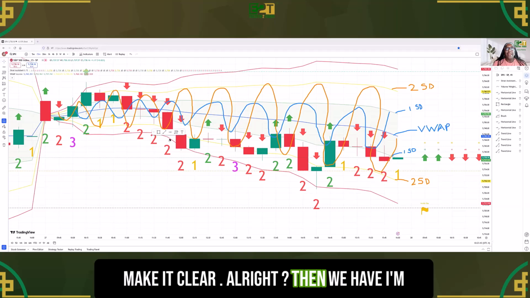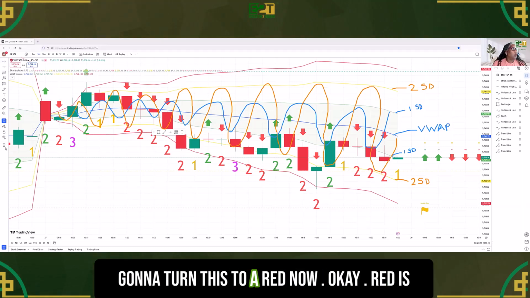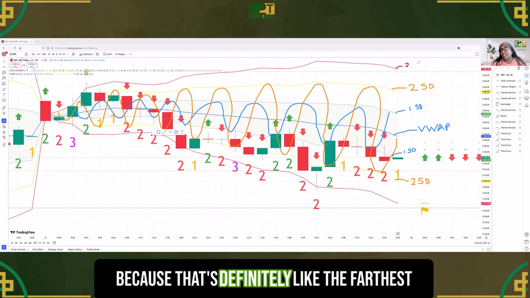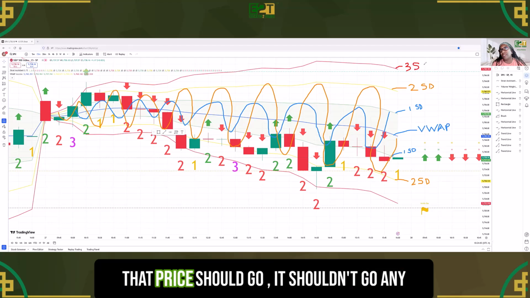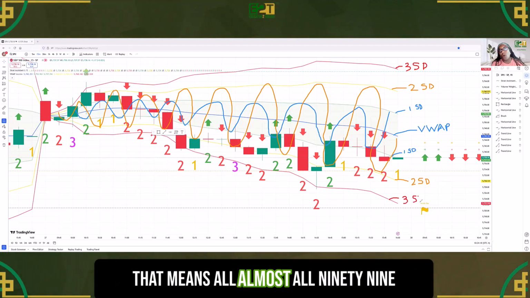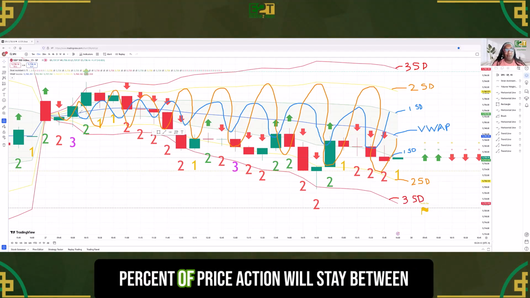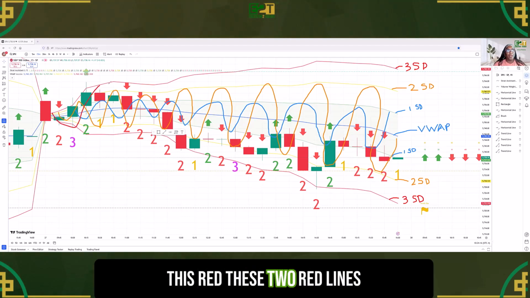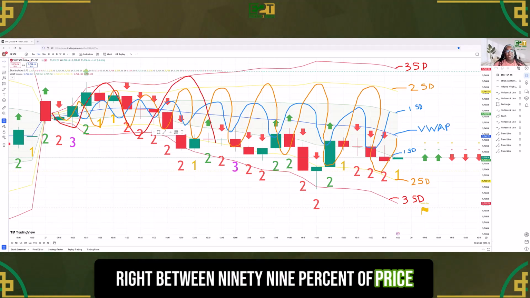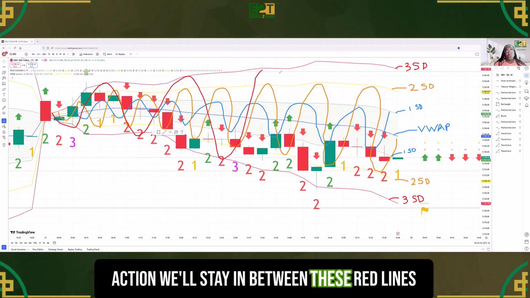All right. Then we have, I'm going to turn this to a red now. Red is, and I made my outer band red because that's definitely the farthest that price should go. It shouldn't go any further than the 3 standard deviations. That means almost all, 99% of price action, will stay between these 2 red lines.